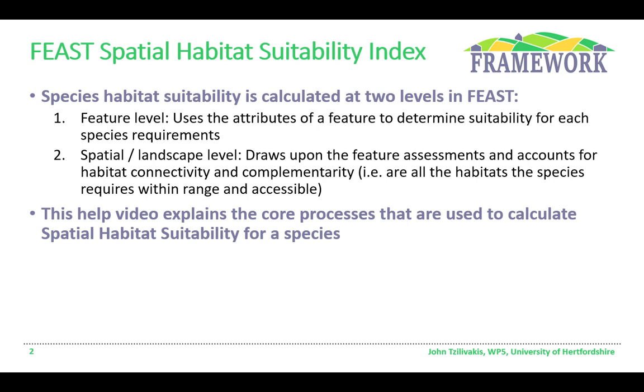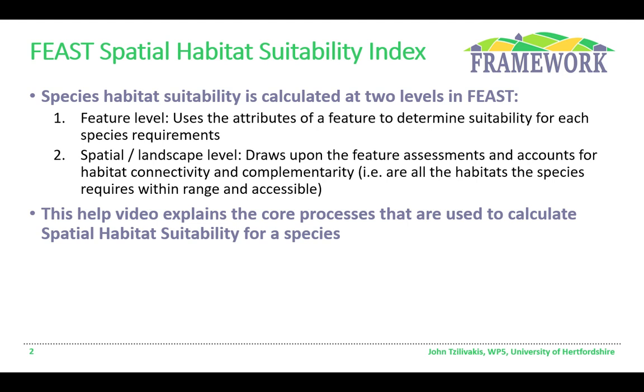First of all, it calculates it at a feature level, so it might be a woodland or a field or a hedgerow, and it uses the attributes of that feature to determine the suitability for different species requirements. And so whatever indicator species you pick, it'll do a calculation for that individual feature.